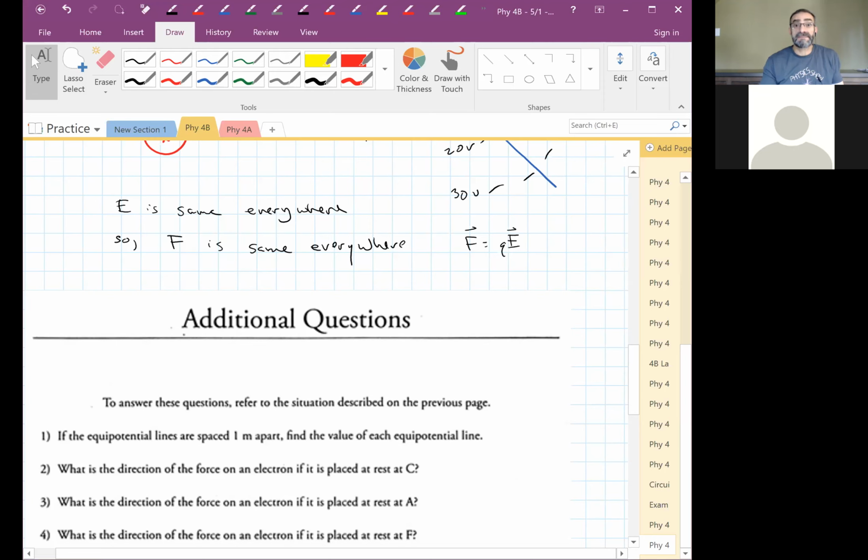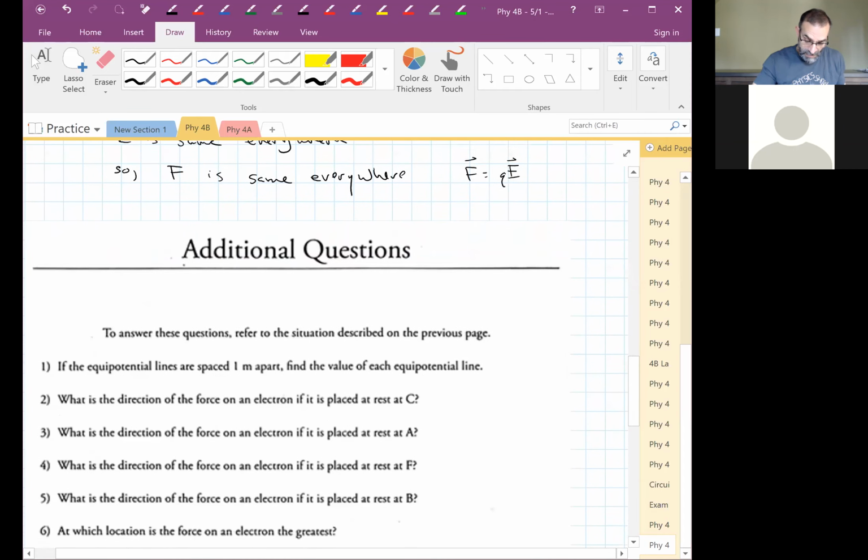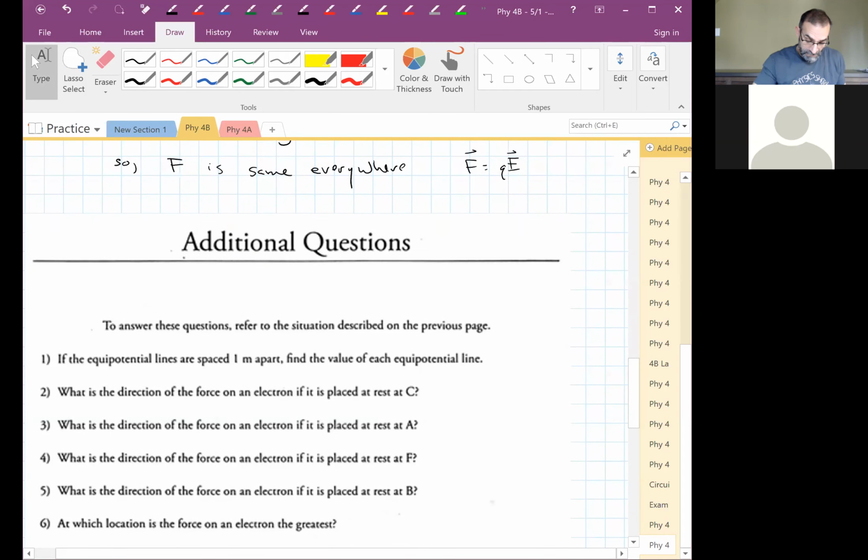To the left, right? Correct? Because it's a uniform electric field. The electric field is the same everywhere. No matter where we put that electron, it's going to experience the exact same force, opposite the direction of the electric field because it's a negative charge. All right, let's move on. So it's the same everywhere, right? The force is the same everywhere.